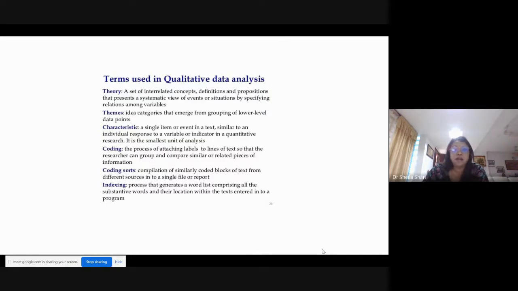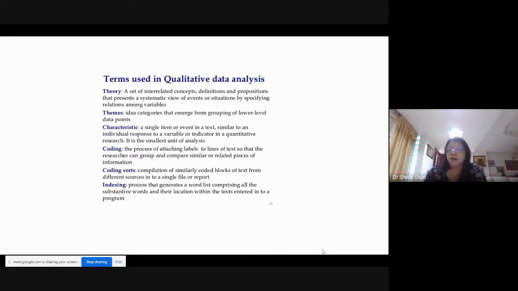So when you look at the qualitative data, you must look out for the themes. That is the thing. Themes. The themes keep on emerging. And then coding, you need to do coding. These are all very what do you call that, very detailed kind of thing. So I just let you know that these are the terms that we use in qualitative data. We have theory, we have themes, we have coding, yeah, we have indexing.